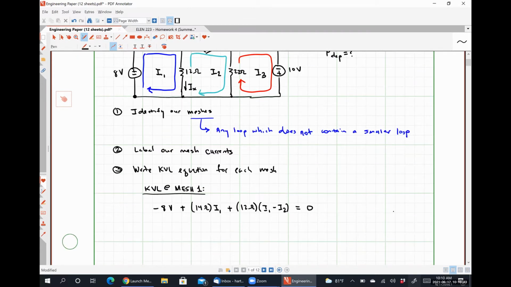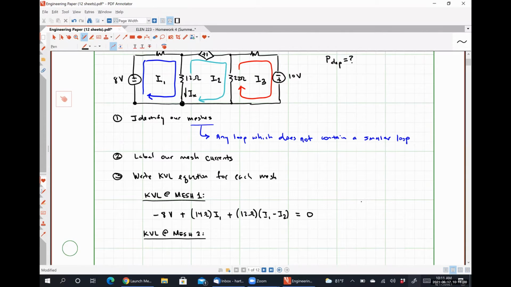So when we write our KVL equation for mesh 2, starting at the bottom left-hand corner and following our mesh current I2 around its path, now we are going to see 12 ohms. And since we're following I2, it's going to get the positive sign, and that current I1 is in the opposite direction. So now we're going to have I2 minus I1.